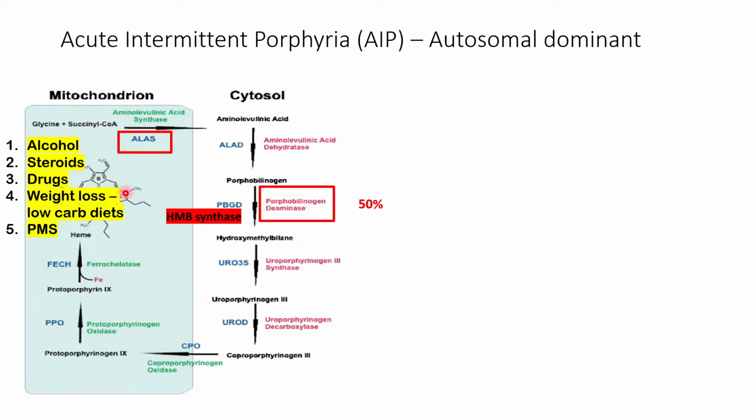Somebody who is having weight loss or is taking a low carbohydrate diet. Carbohydrate inhibits ALA synthase, so in somebody taking a low carbohydrate diet, this inhibition is lost and there is an increase in the activity of ALA synthase. Also, the activity is increased under conditions of premenstrual syndrome, so again hormonal. These are the conditions which increase ALA synthase activity, and you will have increased concentration of porphobilinogen.